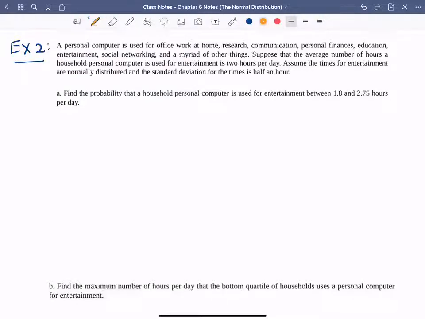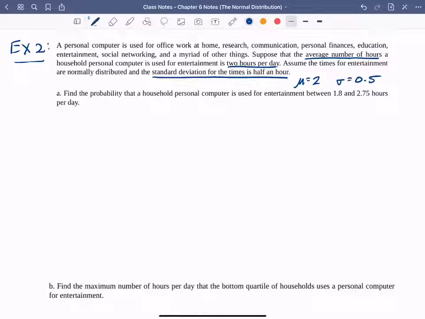So before we do anything, let's just identify what it just told us. First thing, it just told us that our average is 2 hours per day, right? The average number of hours is 2 hours per day. So we know that mu is 2 hours. Then it says the standard deviation is half an hour. And so because it's all in terms of hours, standard deviation is 0.5. That's what we get from that top.